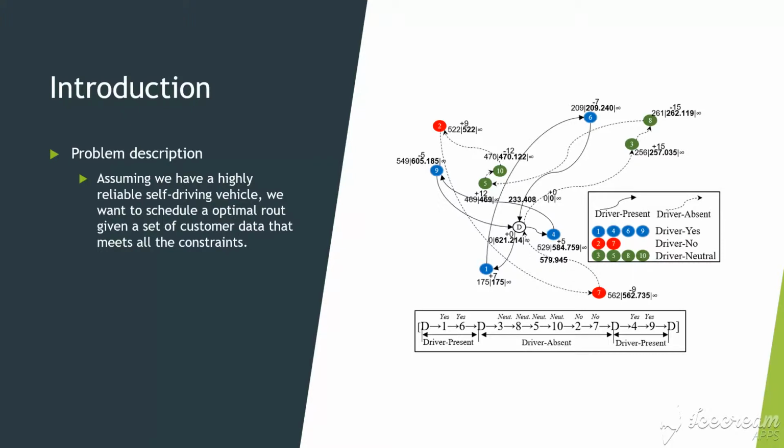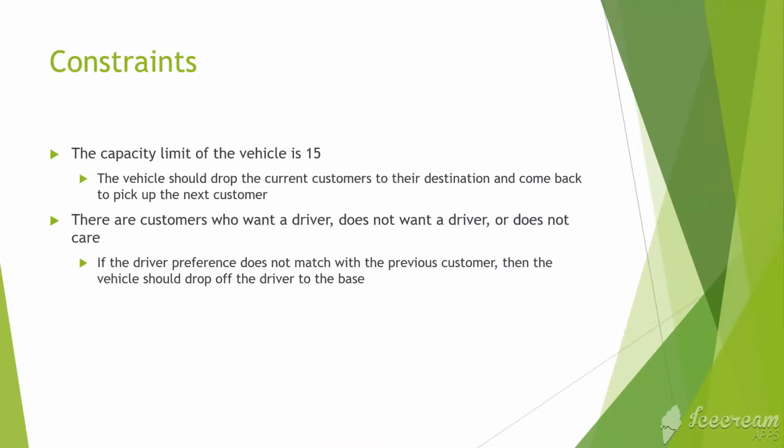Assuming we have a highly reliable self-driving vehicle, we want to schedule an optimal route given a set of customer data that meets all the constraints. The first constraint is the capacity limit of the vehicle, which is 15. Whenever the capacity is full, the vehicle should drop off the customers at their destination and come back to pick up their next customer.